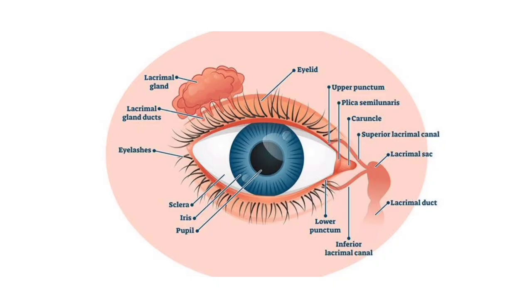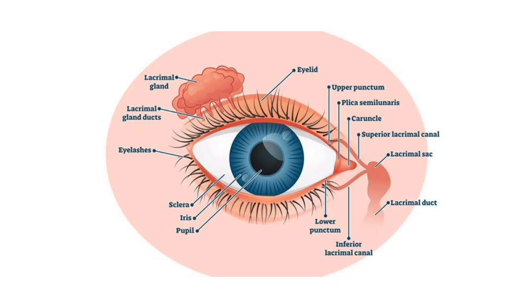Then we also have the eyelids and eyelashes. These help to protect the eye from dust and injury. Then finally, we have the lacrimal glands. These produce tears, which keep the eye moist and help to flush out foreign particles.